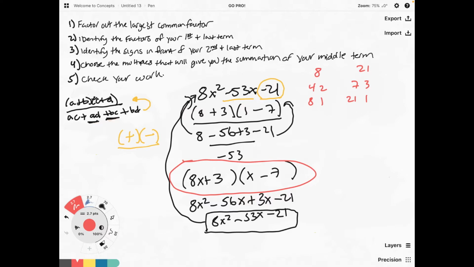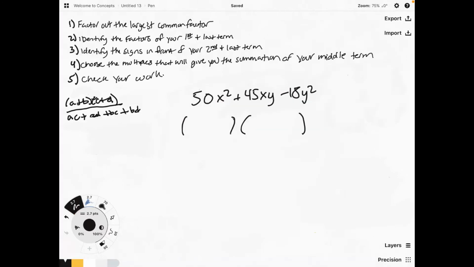Okay, let's look at our next example. All right, looking at our next problem, we have 50x squared plus 45xy minus 18y squared. We look at step 1, which is factoring out the largest common factor. We're looking at 50, 45, and 18, and we know that they do not share a common factor, so therefore we can skip step 1 and go to step 2.